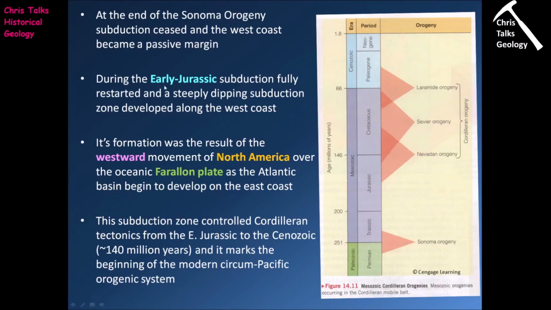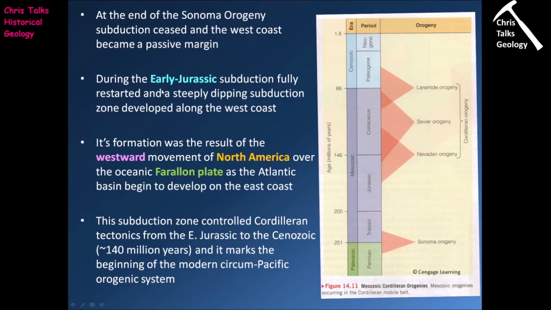So at the end of the Sonoma Orogeny, subduction ceased and the western coast of North America became a passive margin. So if we look at the geologic timescale over here, we can see there's the Sonoma Orogeny straddling the Permian-Triassic boundary, and you can see that once the Sonoma Orogeny finishes, we have a period with little to no tectonic activity taking place. So the western coast has become a passive margin.